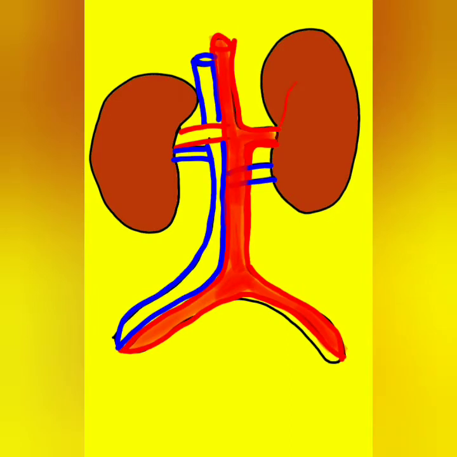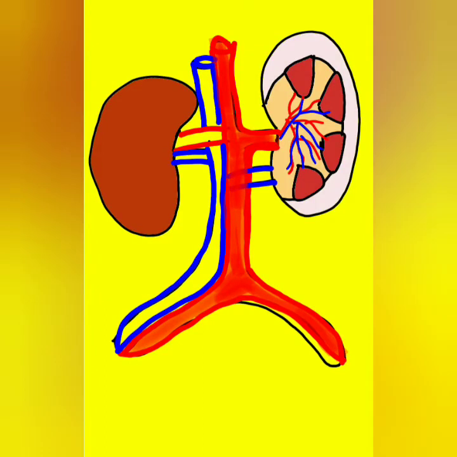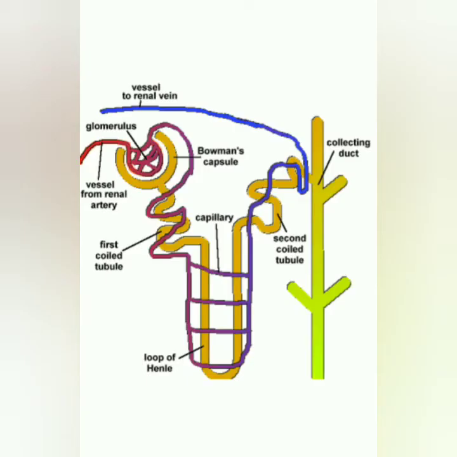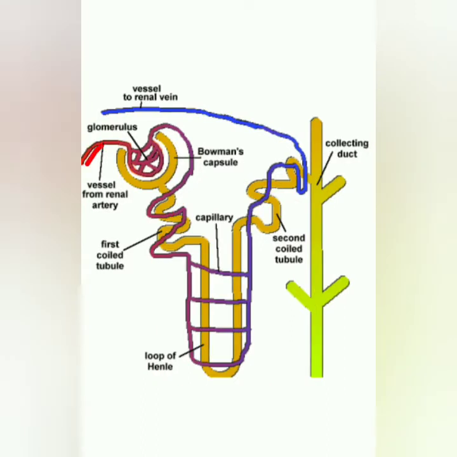It branches into smaller blood vessels until blood reaches the microscopic filtering unit called nephron. Each kidney contains about 1,000,000 nephrons. So this is the structure of nephron, and nephrons are surrounded by capillaries, which carries blood that is to be filtered.